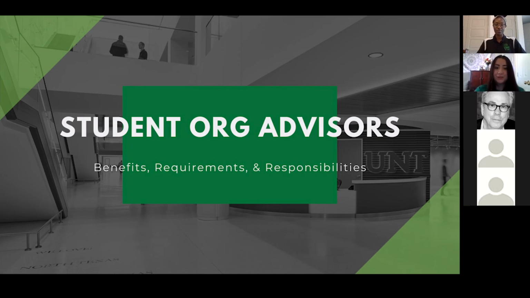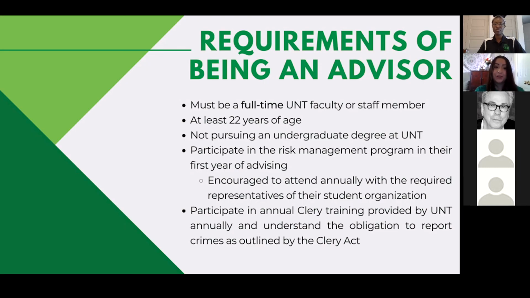Now moving on to more specifics for you all. We're going to go over the benefits of being a student org advisor, the requirements, and the responsibilities that come with it. So first, the requirements of being an advisor. You must be a full-time UNT faculty or staff member. You must be at least 22 years of age and not pursuing an undergraduate degree at UNT.